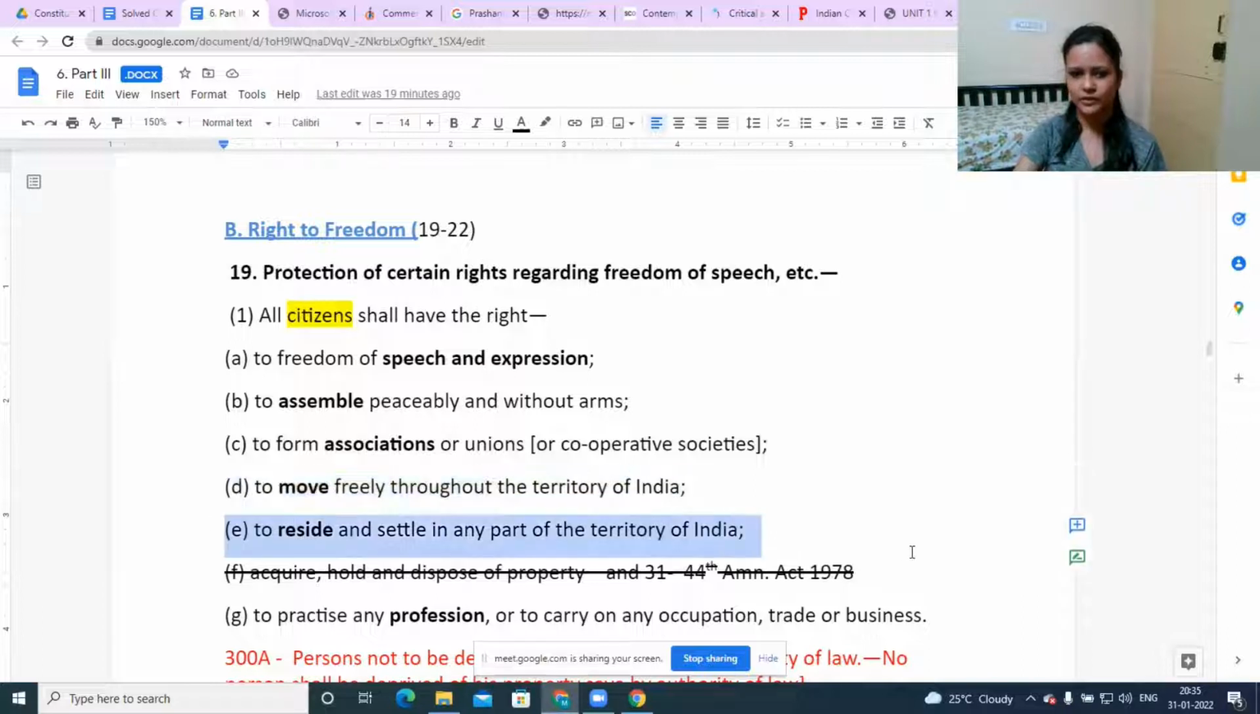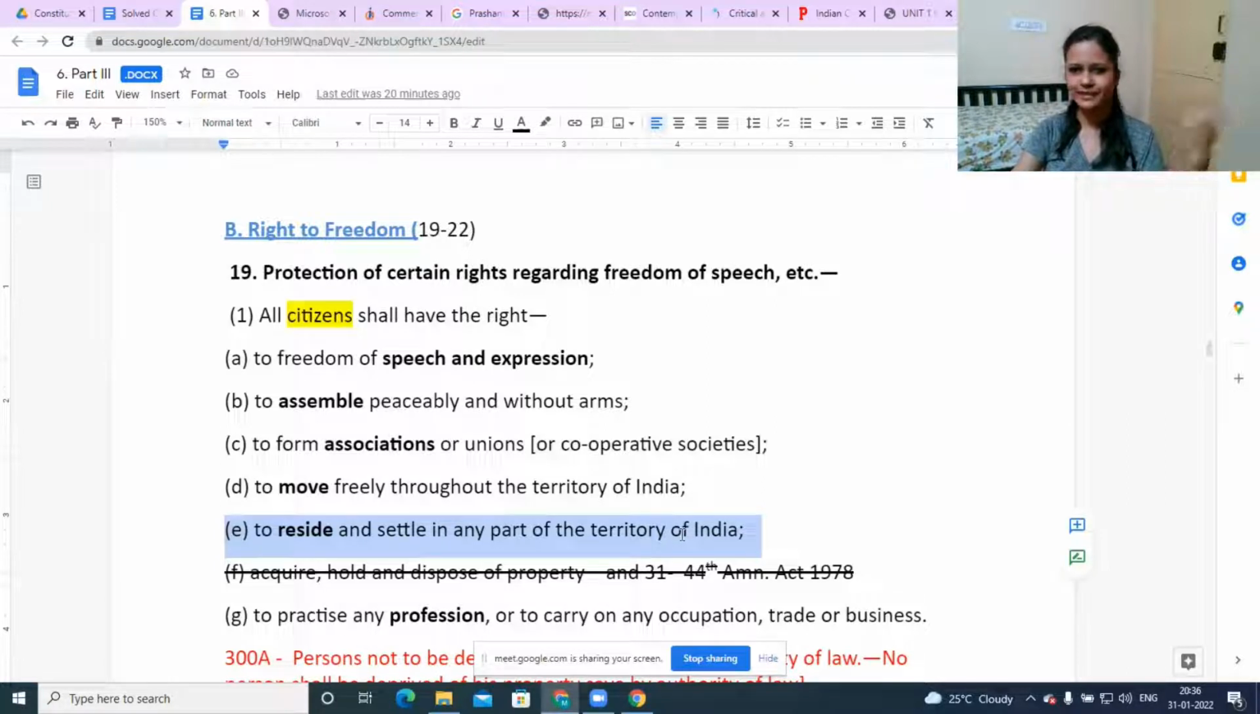Okay, next one. What about this one? Reside and settle in any part of the territory of India. It says that one can reside in any part which he or she likes. Any restrictions you have seen over there? No idea, ma'am. Okay. So reside and settle in any part of the territory of India, correct. Otherwise, we are free to settle anywhere in India. But yes, there might be some restrictions.